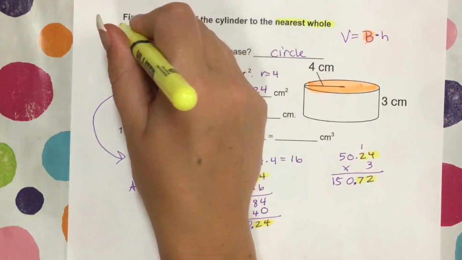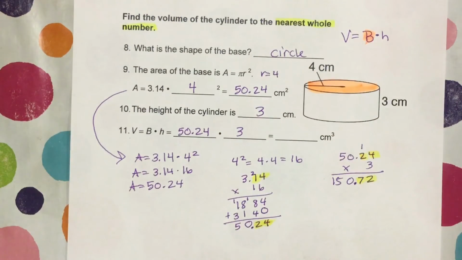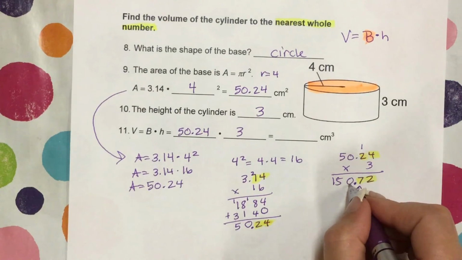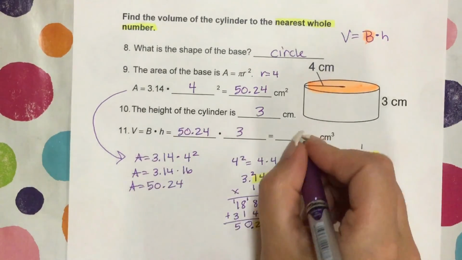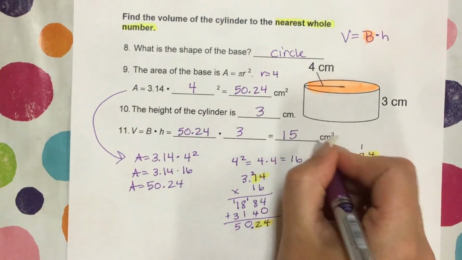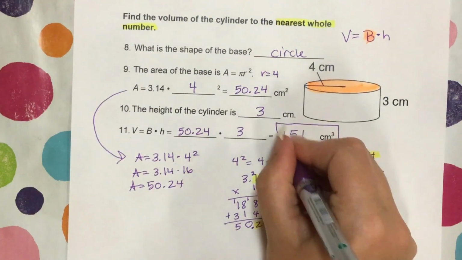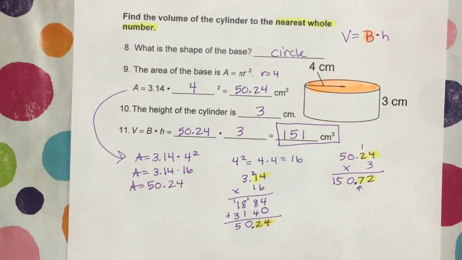And remember, whole numbers are 0, 1, 2, 3. They're numbers that are whole, so no decimals, no fractions. So we're going to look here, this is 7, and the 7 is 5 or above, so that means we round this up to a 1. So the volume of this entire thing is 151 centimeters cubed.